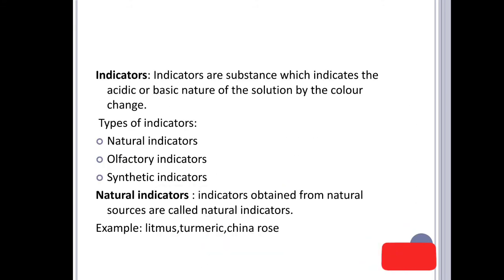So these indicators are substances that indicate the acidic or basic nature of a solution by color change. The different types of indicators are natural indicators, olfactory indicators, and synthetic indicators. Natural indicators are litmus, turmeric, and china rose. Olfactory indicators are onion and vanilla. And synthetic indicators, examples are phenolphthalein and methyl orange. So this is all about some of the basic concepts of acids and bases.